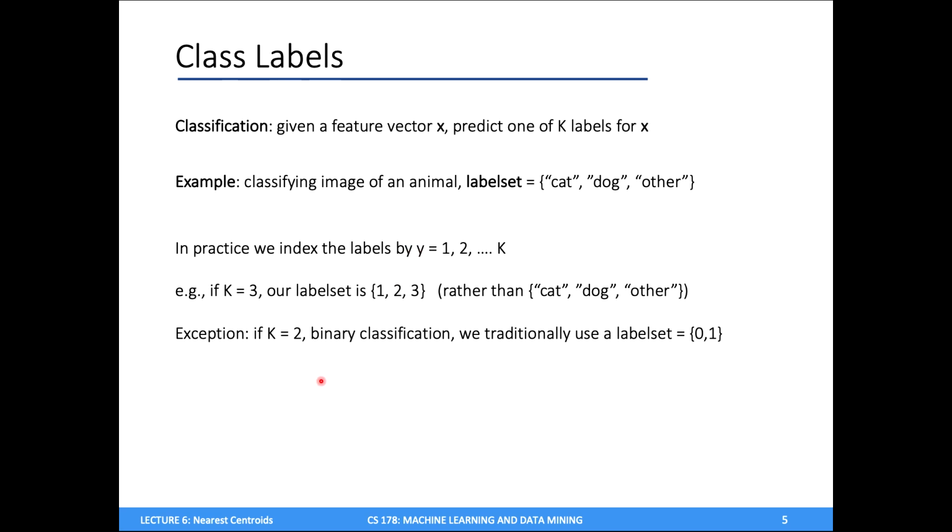There's a bit of an exception here. It's just convention, but if k equals 2, we have 2 classes in our classification problem, we often just use the label set 0, 1 rather than 1, 2. This is just convention to be aware of.